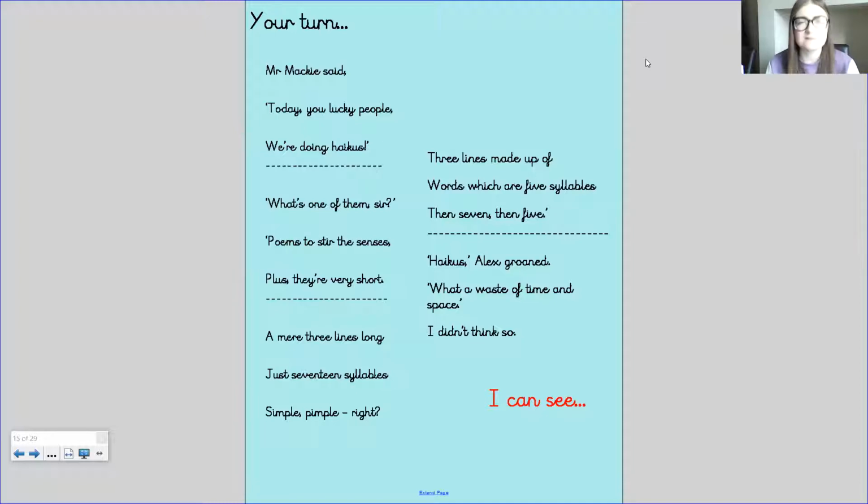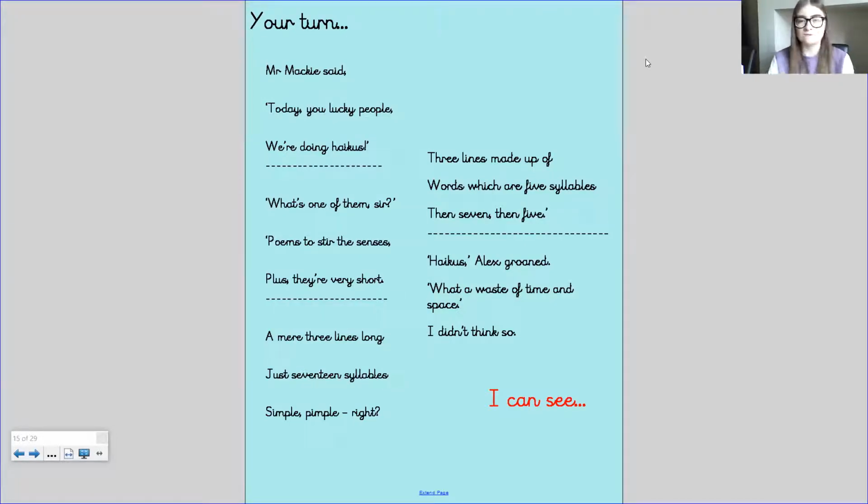Mr. Mackey said, "Today, you lucky people, we're doing haikus." What's one of them, sir? Poems to stir the senses. Plus, they're very short. A mere 3 lines long. Just 17 syllables. Simple pimple, right? 3 lines made up of words which are 5 syllables, then 7, then 5. Haikus, Alex groaned. What a waste of time and space.